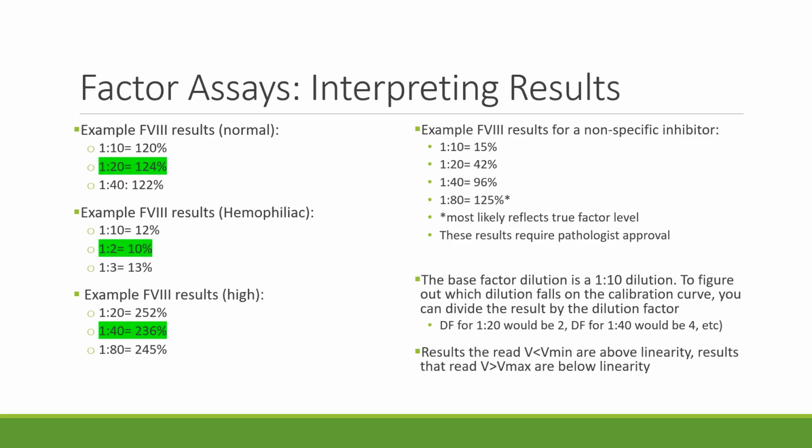Now, factor assays are the only calibration curve for most of the COAG testing that runs from high to low. And so the opposite would be true in the other assays that we run, like our PT or PTT, all of those. We would see a V max. V is greater than V max, meaning the value is greater than the maximum value if it were high. But in the case of factor assays, when you see a V is greater than V max, that means it is actually below linearity.